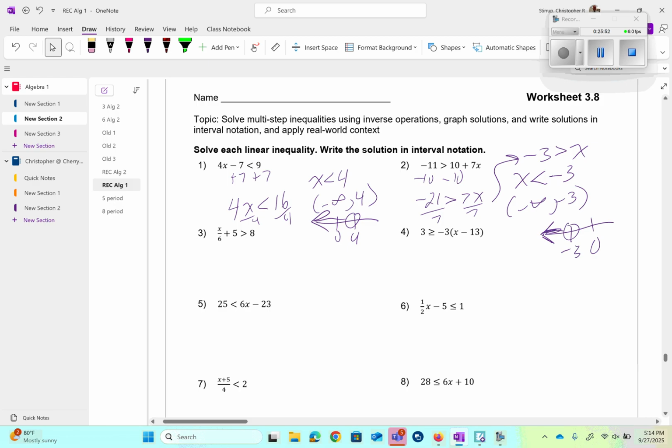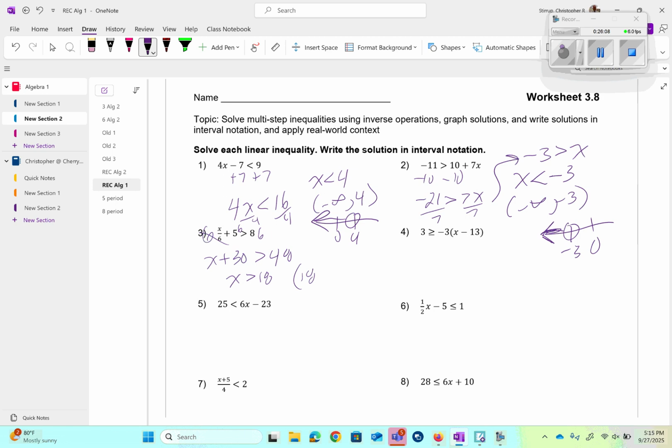Number 3, how do you feel about clearing the denominator? Let's do it. We've learned it. Let's multiply everything by 6. Those cancel. Subtract 30 from both sides. And then we want to go bigger than that. So 18 soft bracket to infinity. 0 here, 18 here. Open circle, shading right.